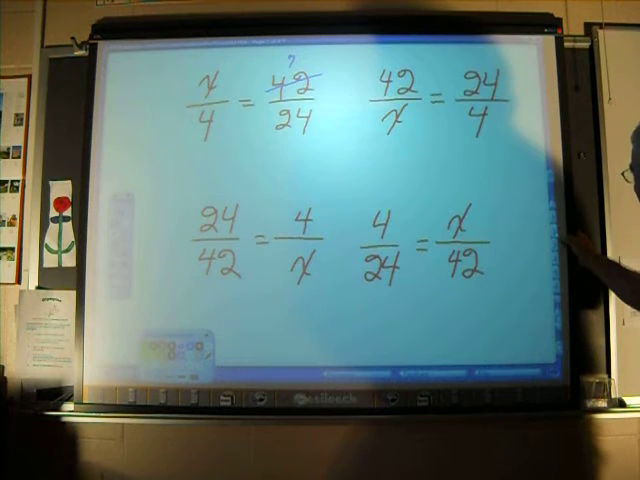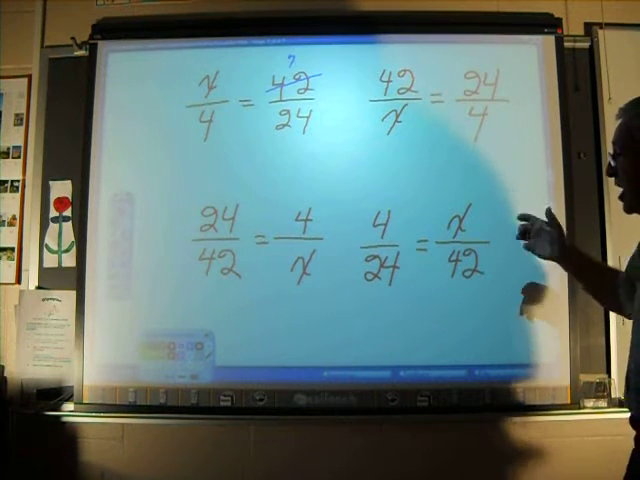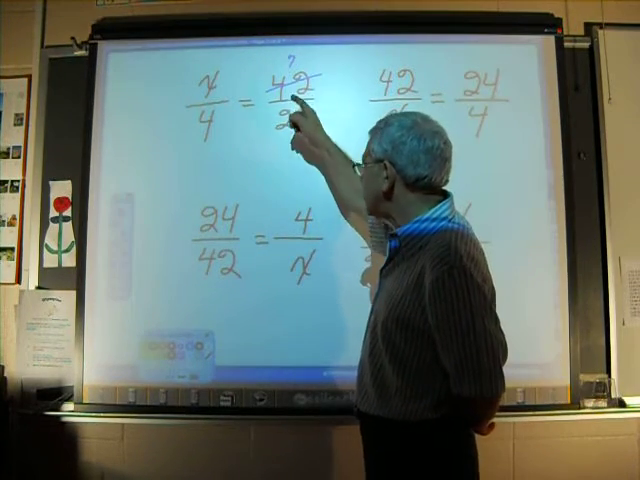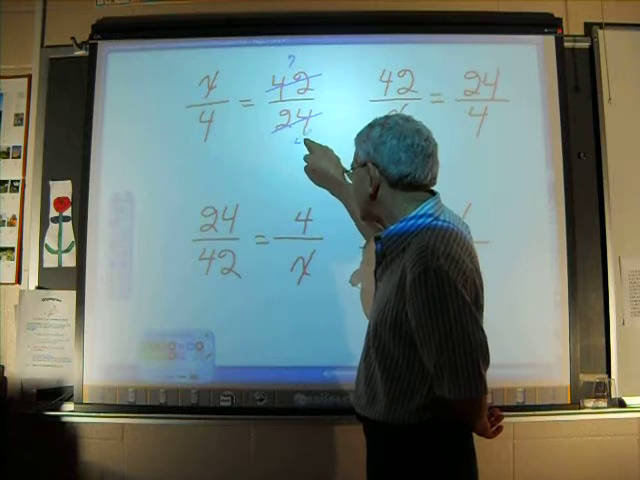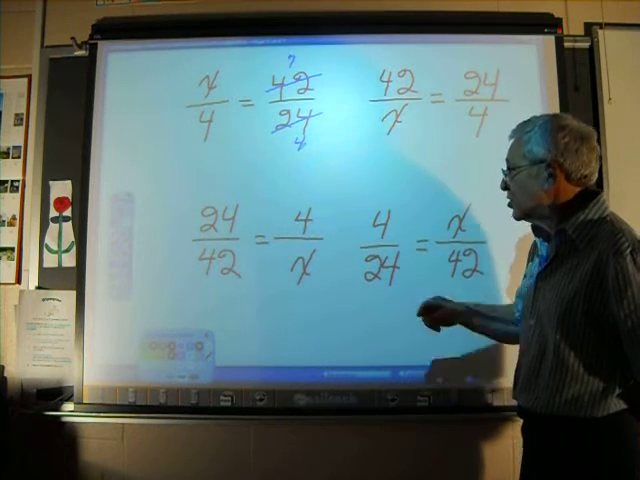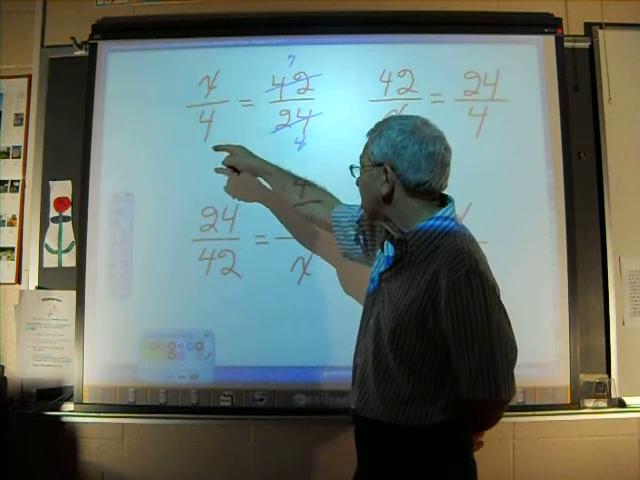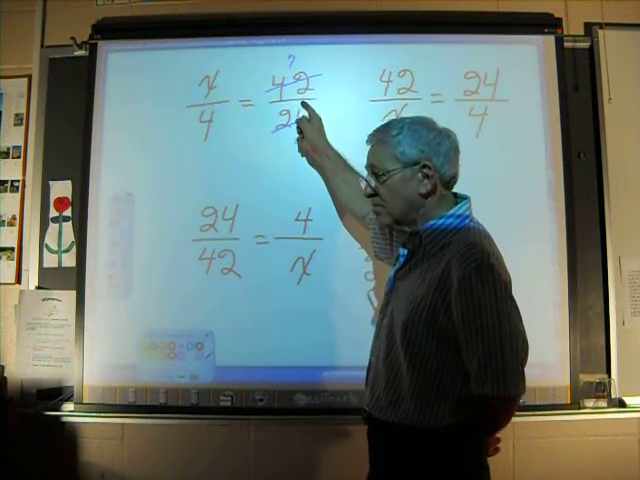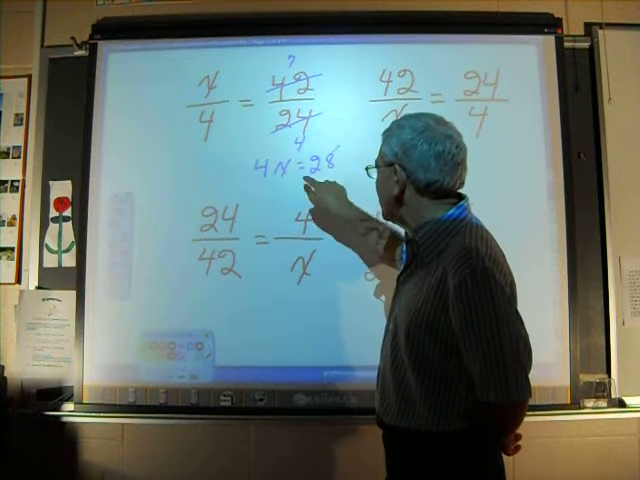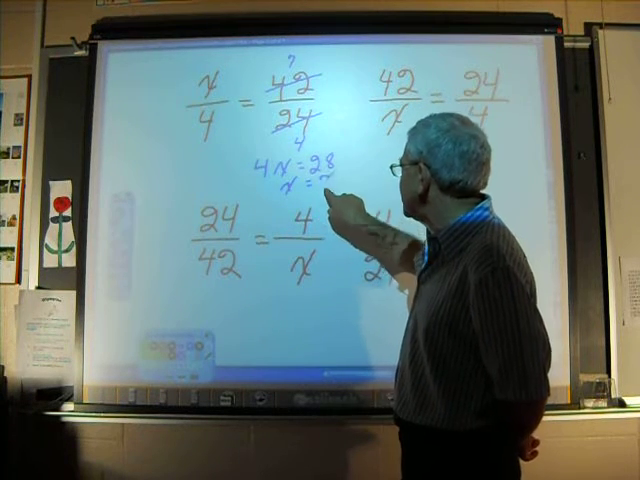Now, for our next example, I can divide here, I can divide by 6. So 6 into 42 is 7, 6 into 24 is 4. But I can also reduce that. So when I cross multiply, I'll get 4x equals 28, and divide each side by 4. X is equal to 7.